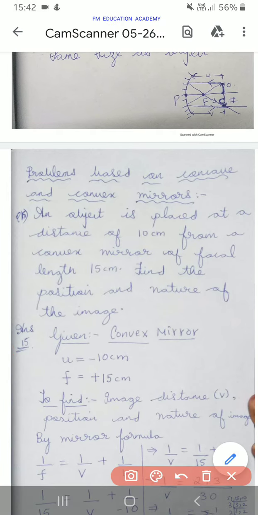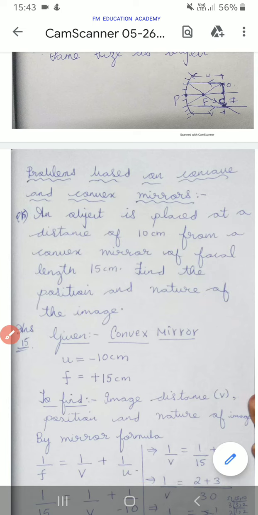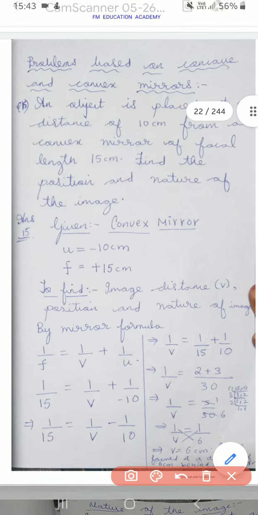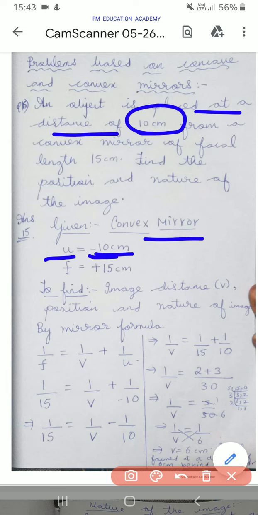An object is placed at a distance of 10 cm from a convex mirror of focal length 15 cm. Find the position and nature of the image. So here it's given that a convex mirror is there. Remember the sign conventions which I taught you just now. Object distance is given as 10 cm, so I should take minus, because for both convex and concave u is minus, and focal length f is positive. So f is equal to plus 15 cm.